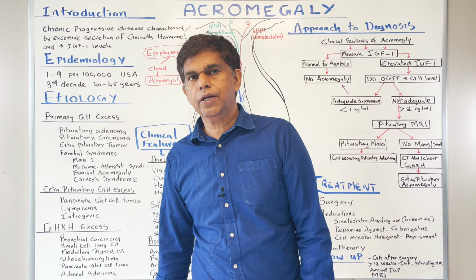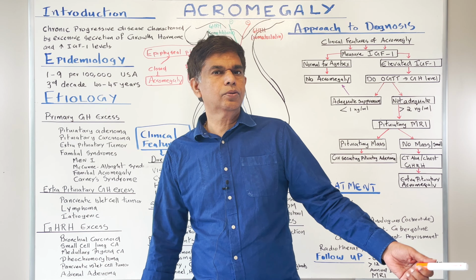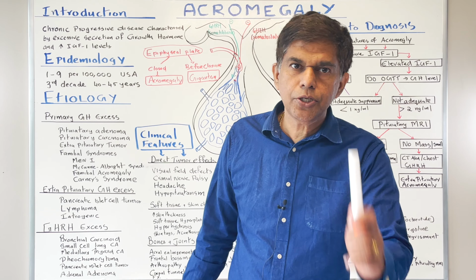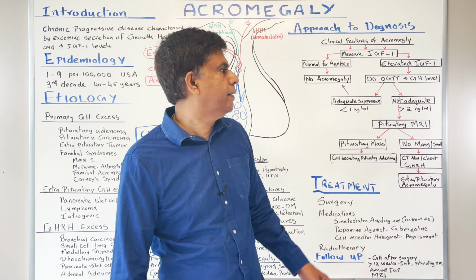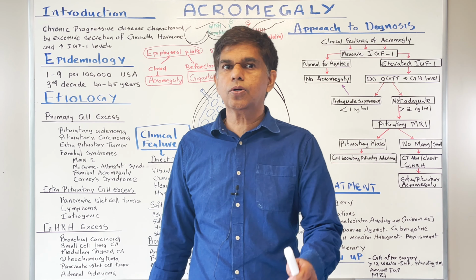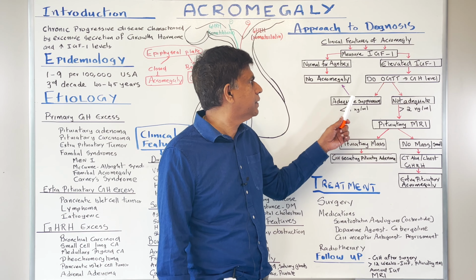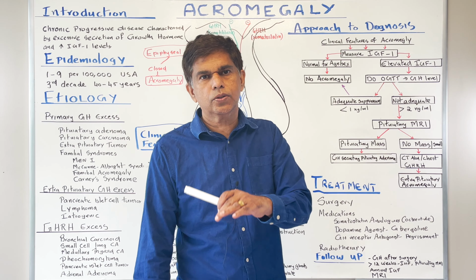That's when you have to do the oral glucose tolerance test. You give 75 grams of glucose, wait 2 hours, and then you measure the growth hormone at that time. If the growth hormone is already suppressed, because we know glucose can suppress growth hormone, right? So if it is less than 1, then you go back, no acromegaly, case closed, goodbye.